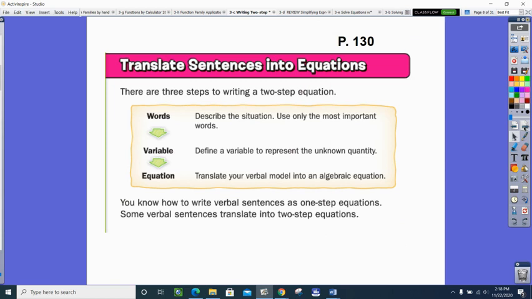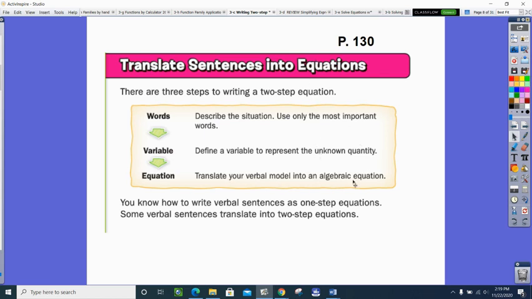So when you're translating sentences into equations, remember that we're going to describe the situation. You're going to use only the most important words. You're going to define a variable, so you're going to get to pick your variable. In that last one, they told us P had to be the number of payments. You're going to get to pick it, and when you do, you tell us what it is and what it represents. I'll show you what that means in a second. You're going to write an equation, and then we're going to solve it. We're going to check it, and we're going to make sure we answer the question.